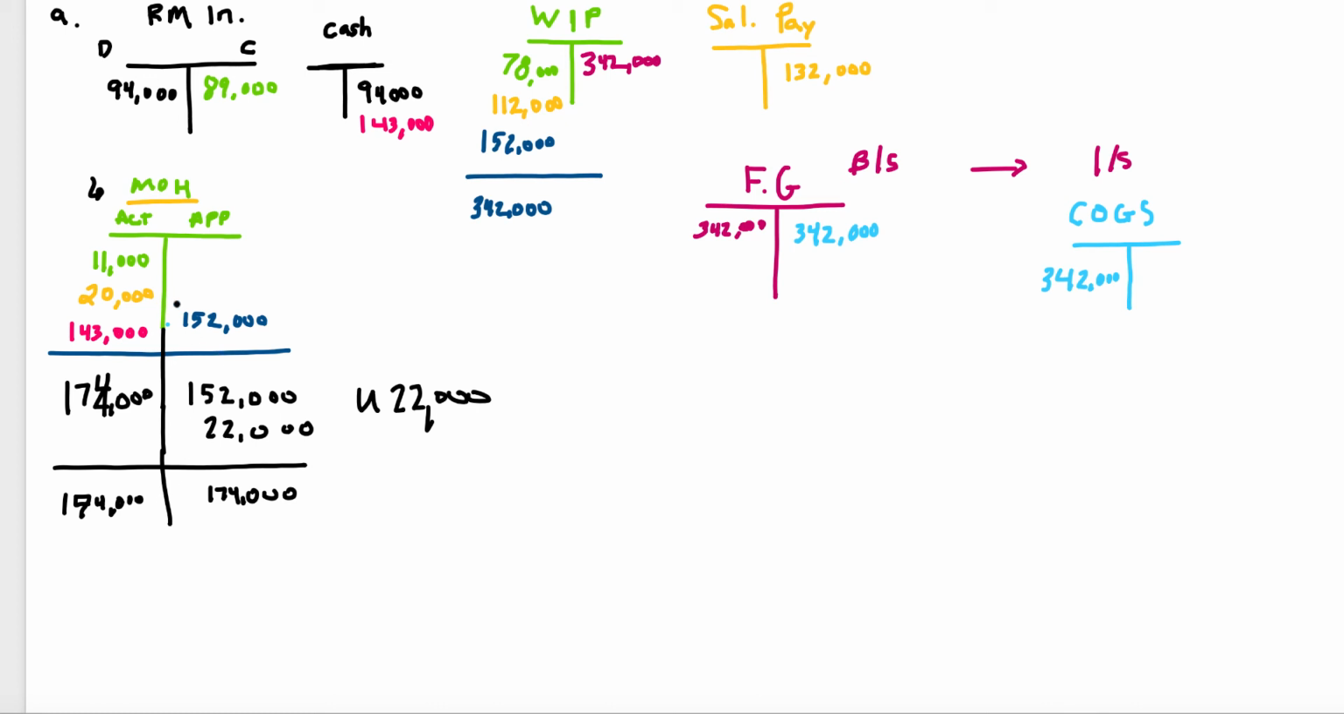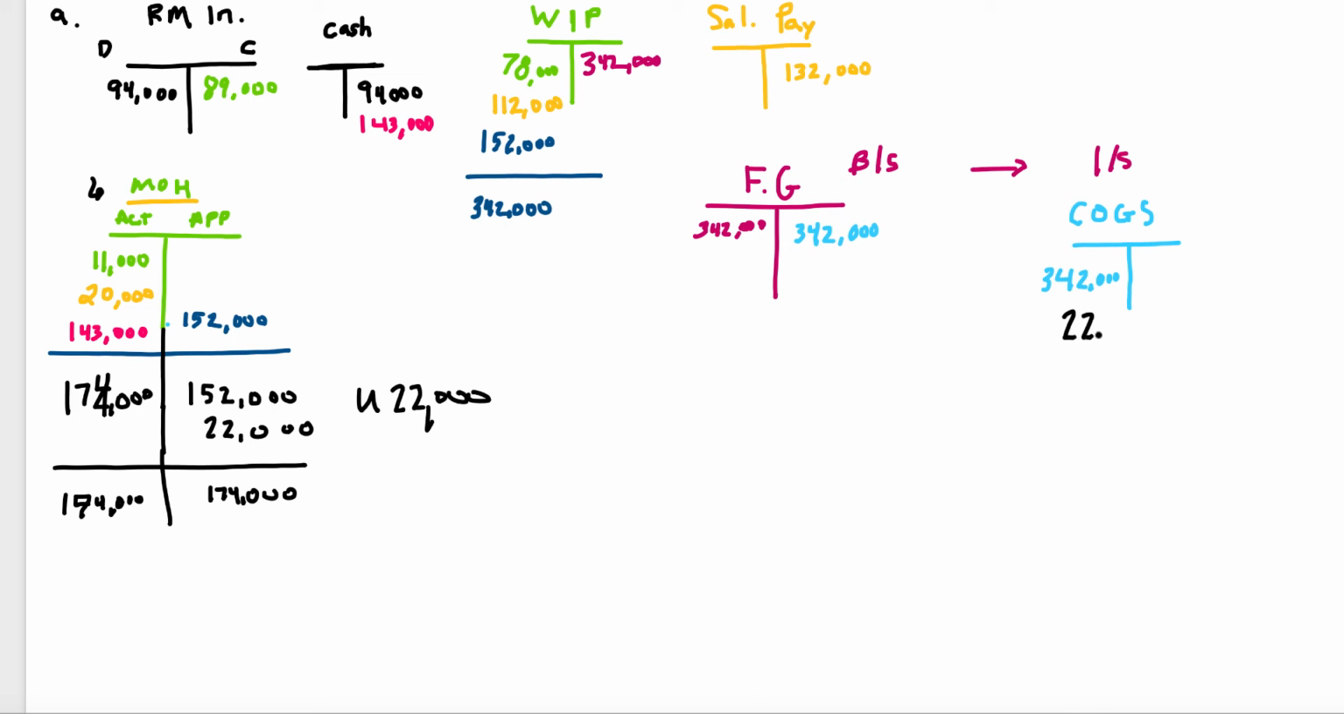I'm good now. Okay, but remember, I need to fix it to cost of goods sold. So since I credited the manufacturing overhead account by $22,000, I now need to debit the cost of goods sold account. How do I know that? Well, because I've got to have a debit and a credit. I have a credit right here, so the other part of this transaction has to be a debit. Okay, it's going to be $22,000.